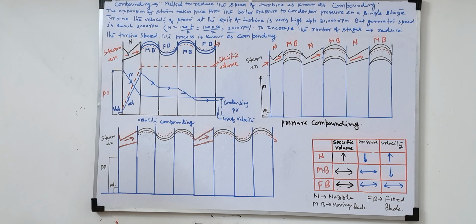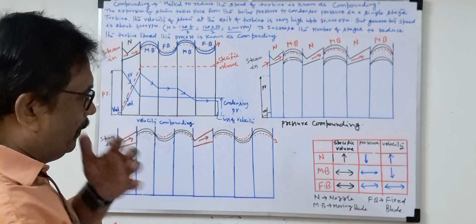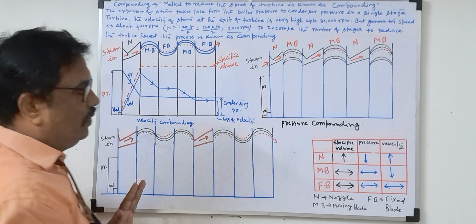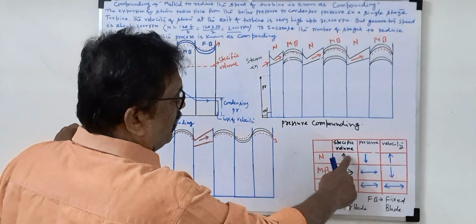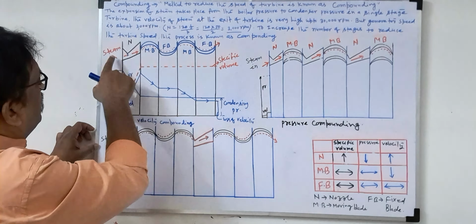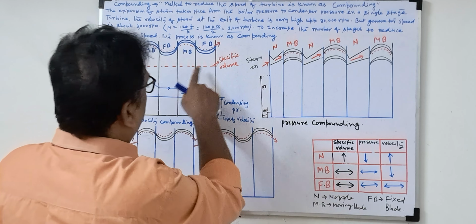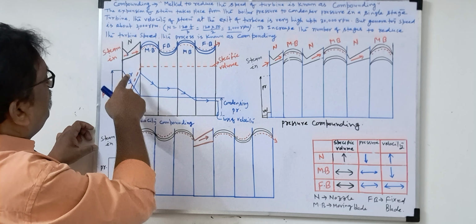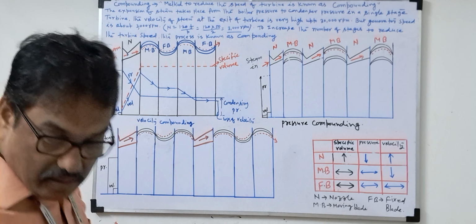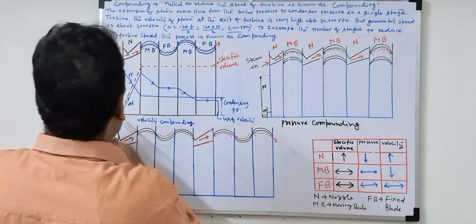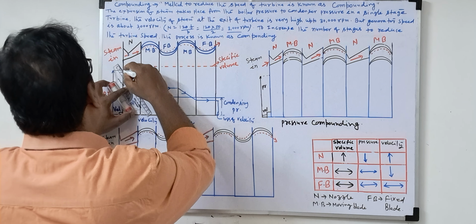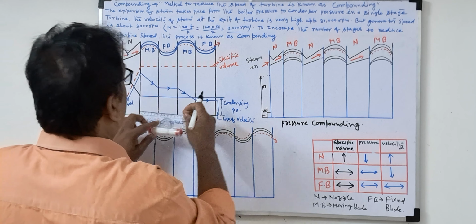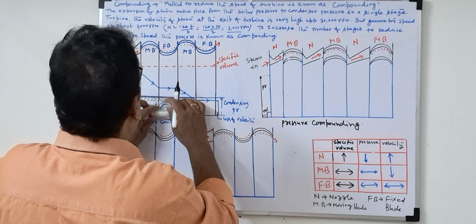Now see these variations of the pressure. If you already know this table, you can show the exact velocity and pressure distribution. The specific volume increases in the nozzle and remains the same in both the fixed and moving blades. The dotted line is the specific volume. If you want, you can change the color to a different one. Suppose for pressure I use black color. You see the pressure first reduces in the nozzle, then remains the same.